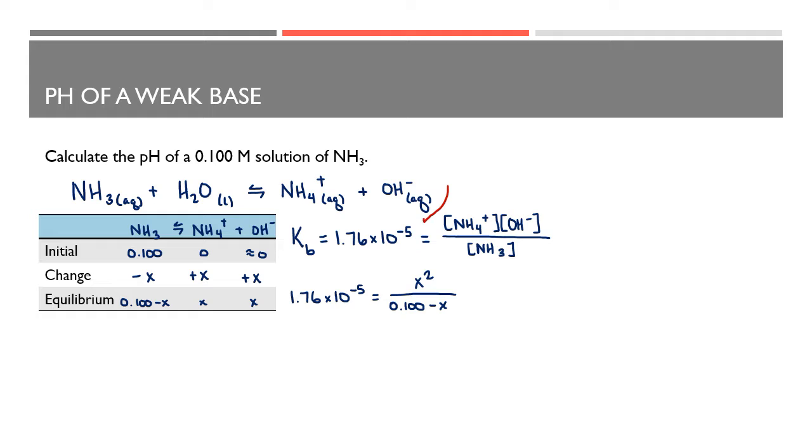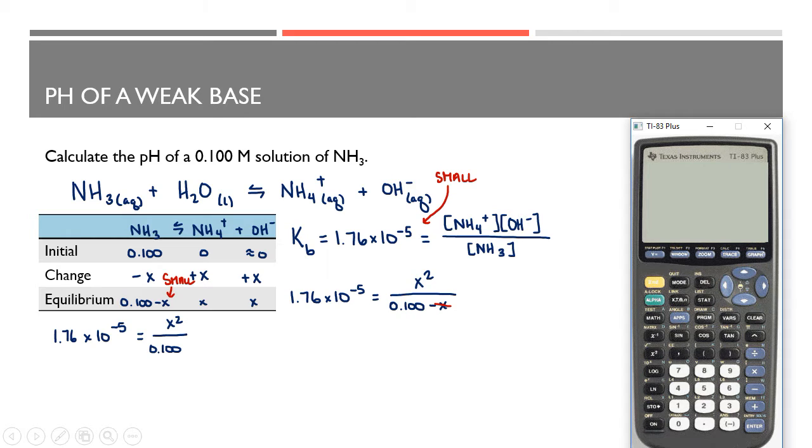Now, because that Kb is so small, we can assume that this reaction happens very minimally. So it does not proceed to the right very much. It's a very left-sided, or reactant-sided, reaction. And because of that, I can eliminate the x from my subtraction. So I'm going to rewrite that without the x there, because if you subtract something very small, it's almost like you didn't subtract anything, since this is such a small x. So rewriting this, I get 1.76 times 10 to the negative fifth equals x squared over 0.100.